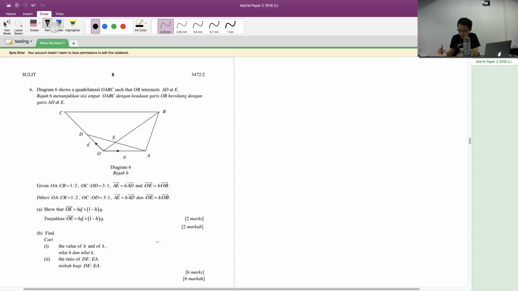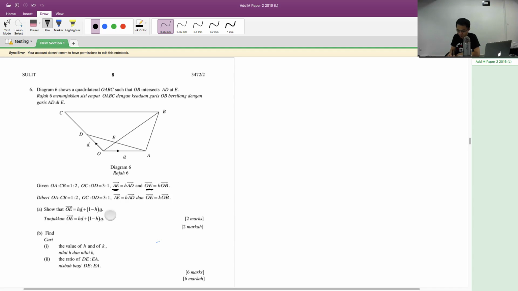Let's say you can do the first one. OE equals this one. Then the question asks you to find H and K. You already have the OE here, and you can get the OE from the other equation as well. So what we will do is make both OE the subject, then substitute into each other, and then we can easily get the value of K. This is basically the idea.